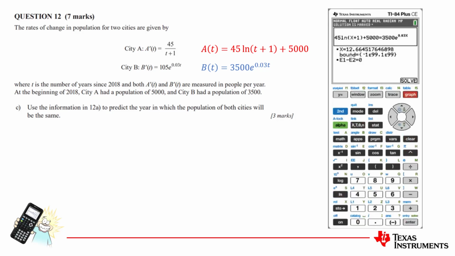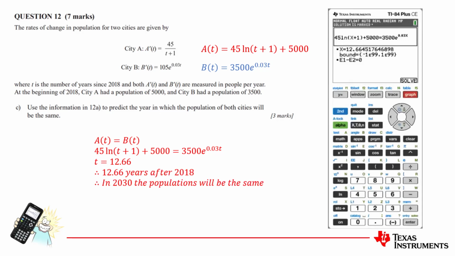We can see there we get x equals 12.66. So in 12.66 years, the population would be the same. If I add that on to 2018, at some stage in 2030, the population will be the same. So that would be my final answer there.